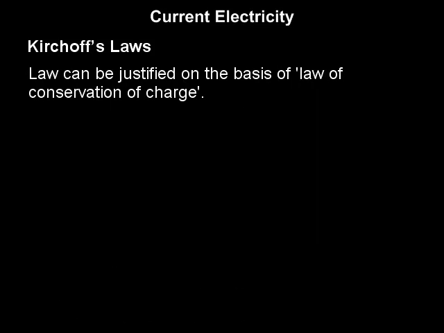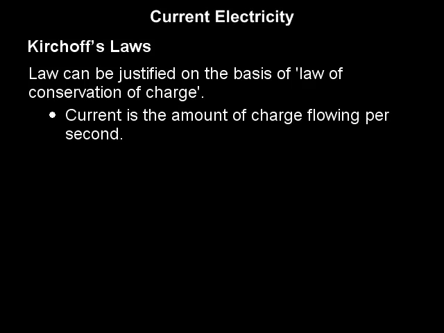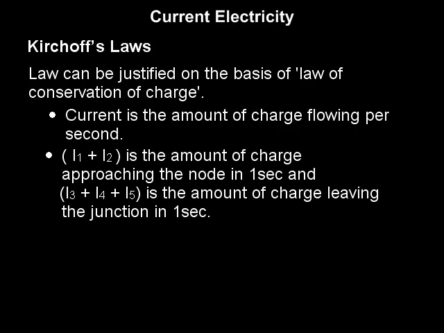The law can be justified on the basis of law of conservation of charge. We know that current is the amount of charge flowing in 1 second. So, I1 plus I2 is the amount of charge approaching the node in 1 second, and I3 plus I4 plus I5 is the amount of charge leaving the junction in 1 second.